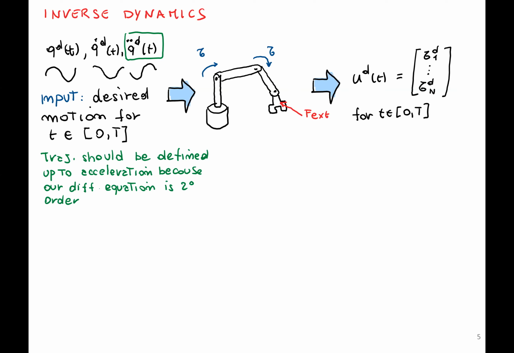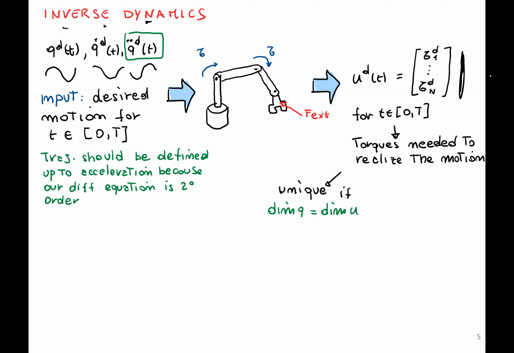And these are the pattern of torques that are related to this motion that is defined at a position, velocity, and acceleration level. And these are the torques that are needed to realize the motion. And this set of torques is unique in case the dimension of the joint state is equal to the dimension of these generalized forces, of this actuation state, but it's not unique in case of underactuation.